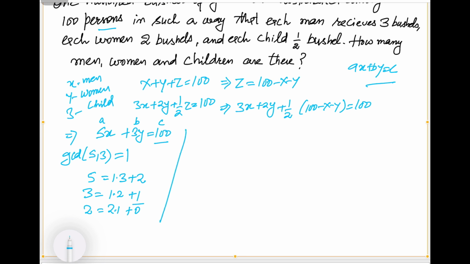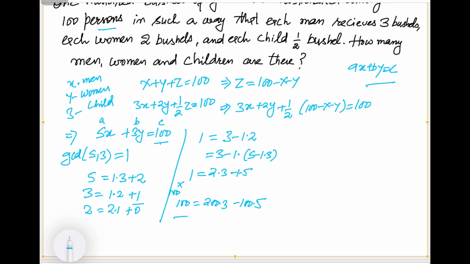Now let's express 1 as a linear combination. 3 minus 1 into 2, 3 minus 1 into (5 minus 1 into 3). So this is 2 into 3 minus 1 into 5. So we have 100 on the right hand side, so we multiply by 100 to get 100 here. 200 times 3, minus 100 times 5. You can easily verify this: 600 minus 500 is equal to 100.